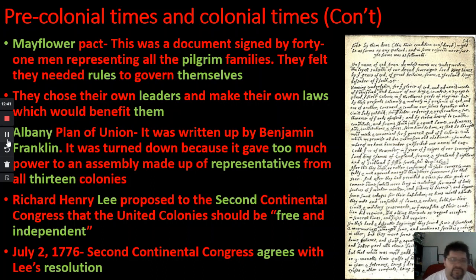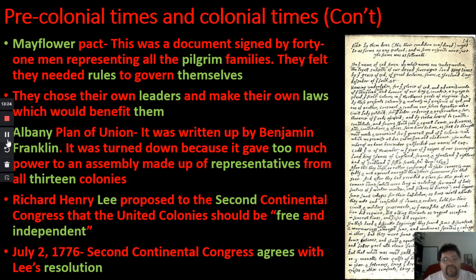Okay. Now, here's the thing. Benjamin Franklin wrote up this thing called the Albany Plan of the Union. Now, the thing is, it was turned down by the Continental Congress and other delegates, in part because it gave too much power to an assembly made up of representatives from the 13 colonies. People were thinking, no, no, no, the states should have more rights than the federal government. And this gave rise to the Articles of Confederation, which we're going to be talking about in a little bit. Okay.